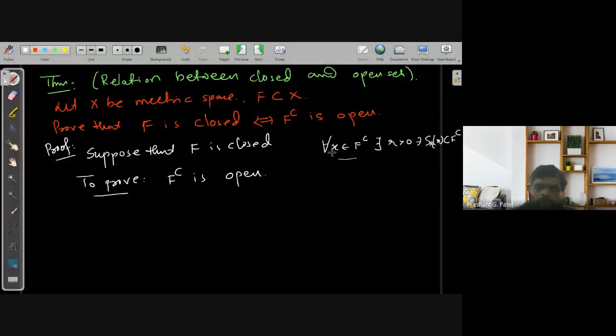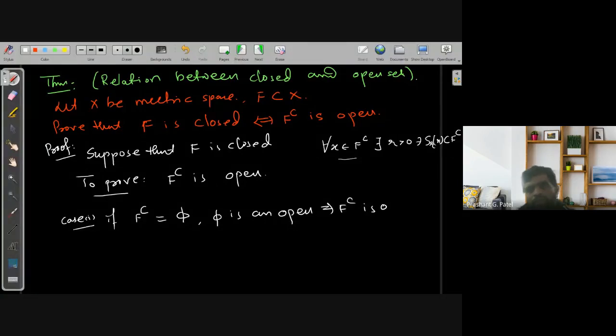So first of all, when I start with x belongs to F complement, some point has to be there. Therefore there will be two cases. Case number one, if F complement is empty, and we know that the empty set is always an open set. Phi is open. That implies F complement is open. If the set does not contain any point, then we'll have this.